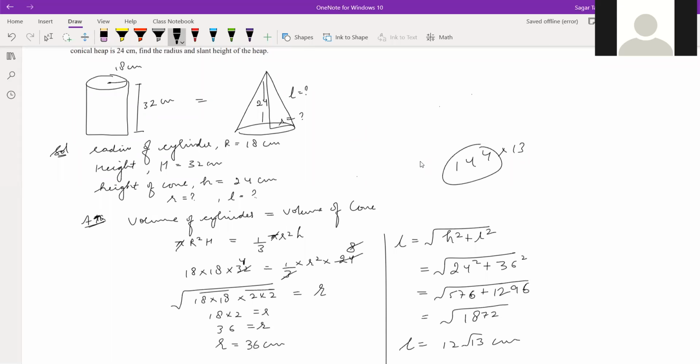Abhishek is asking, sir, will all chapters come in the pre-board? Obviously, all chapters will come. Only the deleted portion will be the exemption, in each and every subject. The full book will come in the exam, in the pre-board.